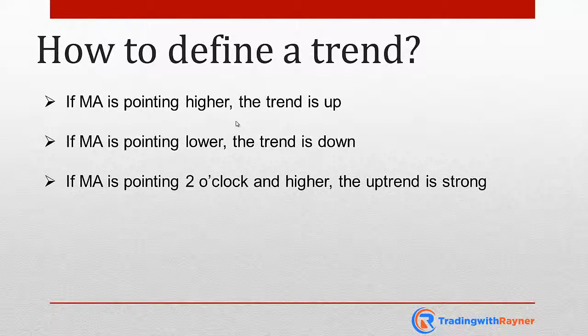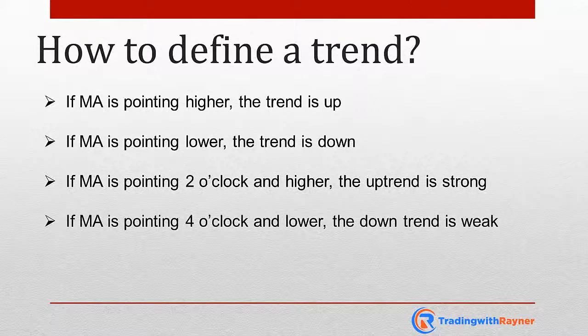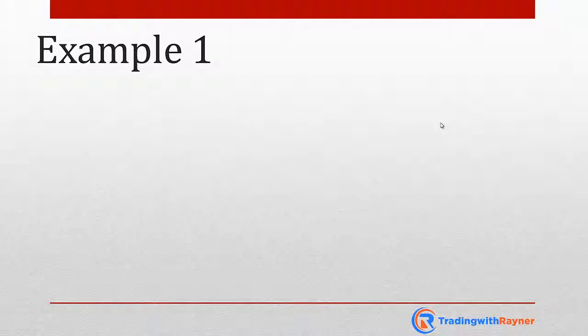So how do you define whether a trend is strong or just a very mild trend? For an uptrend, an easy way to define a strong uptrend is that if the moving average is pointing at 2 o'clock or higher, then you can conclude that the particular trend, the uptrend, is strong. And similarly, if the moving average is pointing towards the 4 o'clock direction or lower, then the downtrend is very weak. So let's look at some examples.